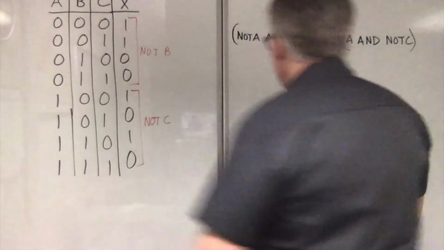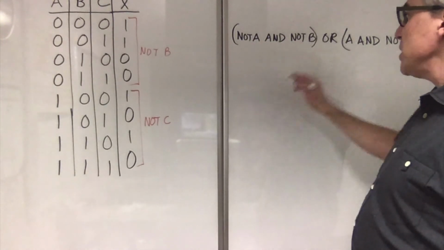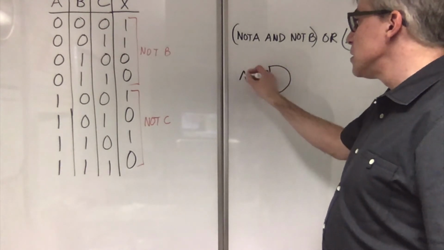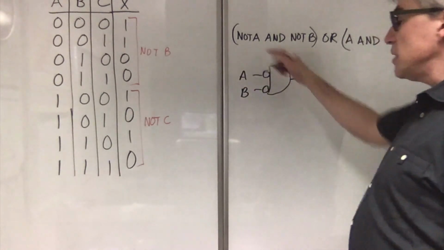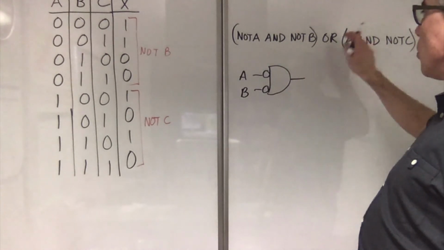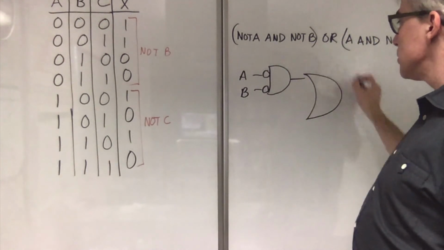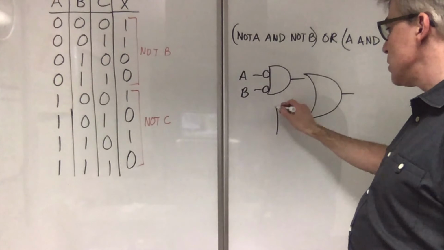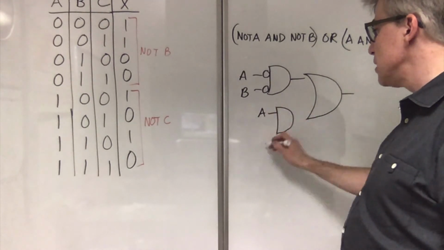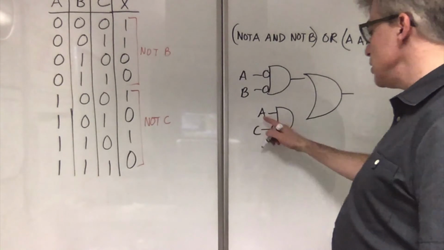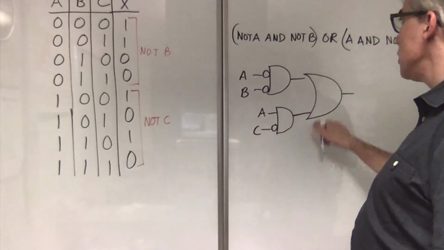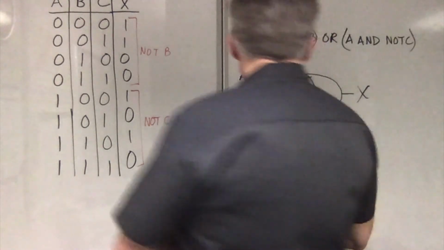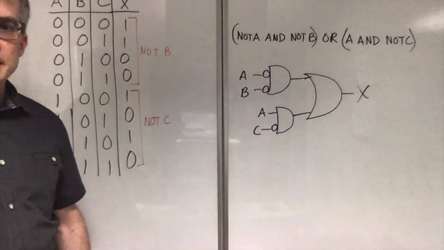So finally, how do we draw it? Not A and not B. Here's an AND, not on both inputs. That's not A and not B. Or, here's an OR, A and not C. A, not C, A and not C, or not A and not B. And there is the logic gate diagram.